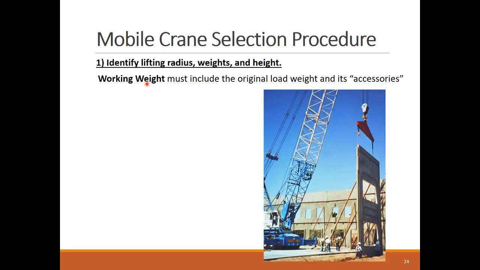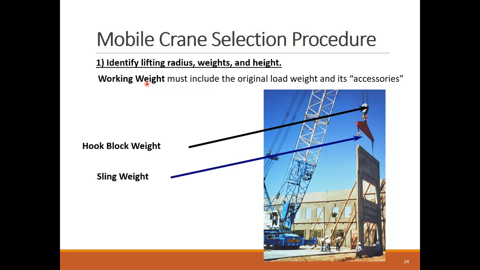The second lifting parameter is the working weight of the load, which should include the load itself and any elements connected to the crane boom. This includes the hook block weight, the sling weight, and the load weight.